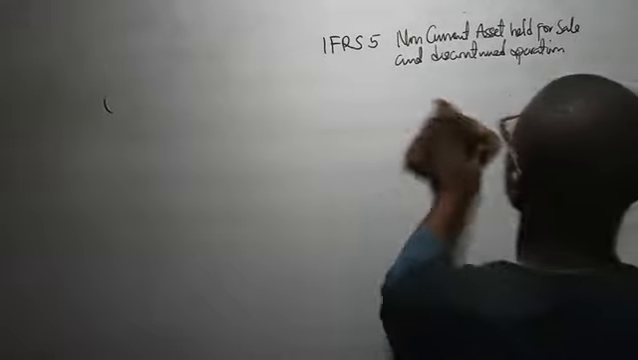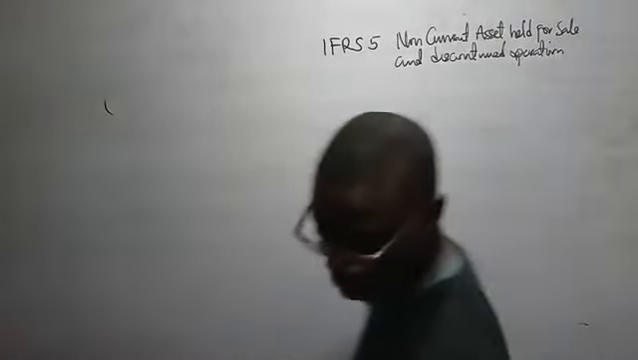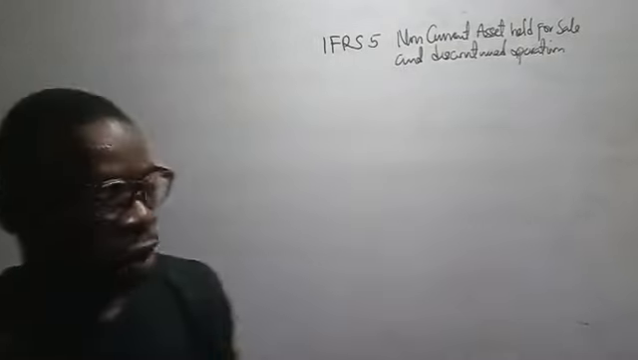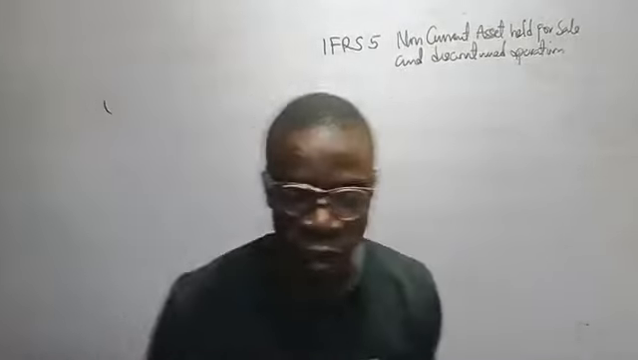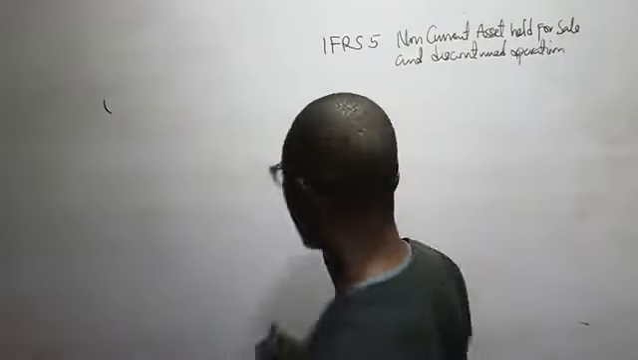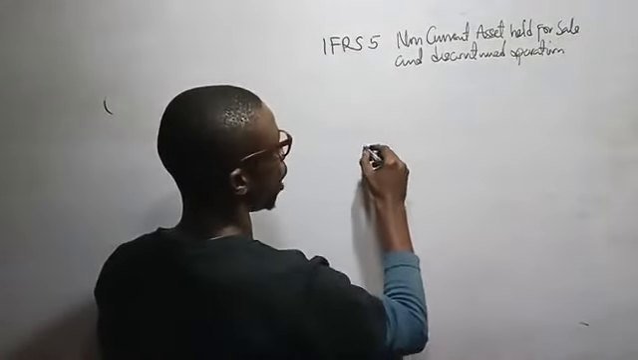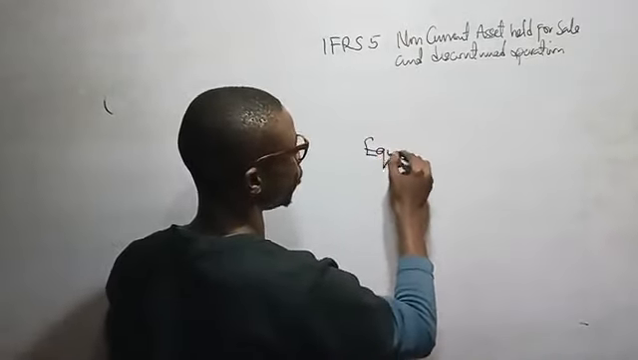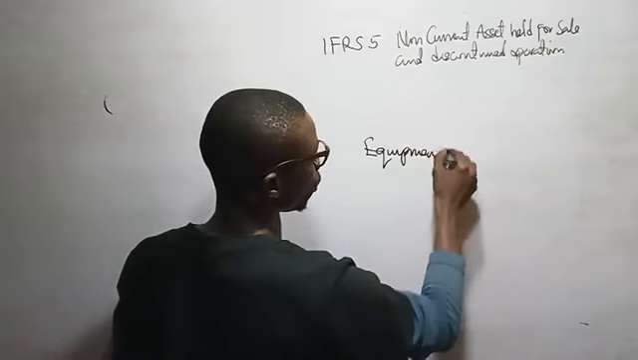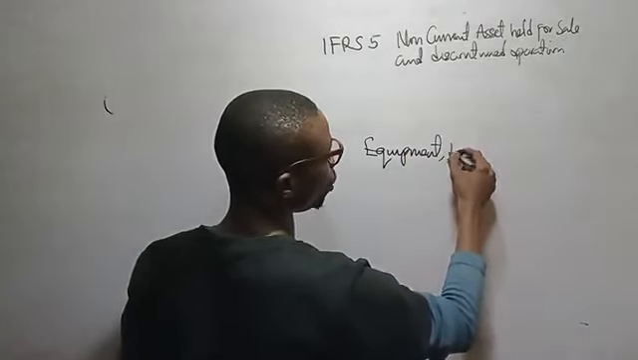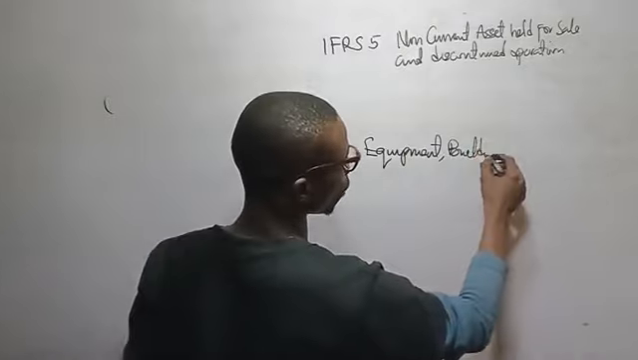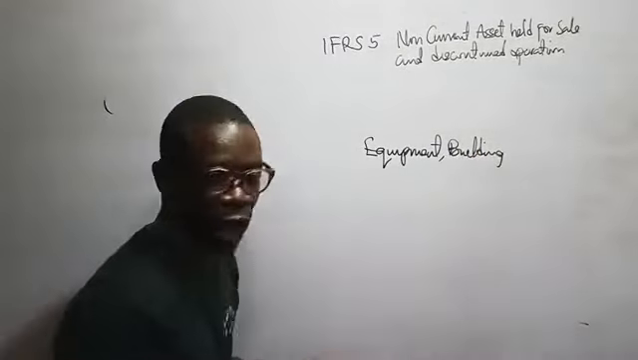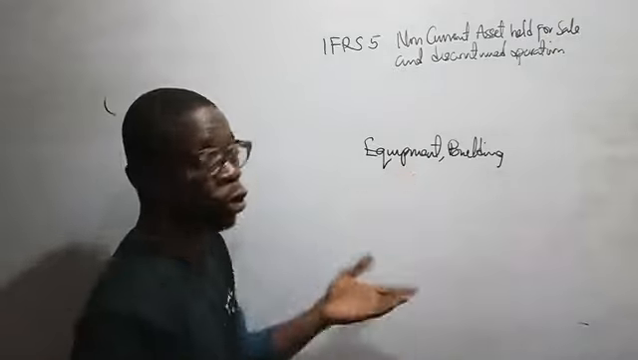So now, when we say non-current assets held for sales, it means an asset. Let's say you have, we already know that equipment is an asset, right? It is under non-current asset, and the same thing as a building is under non-current asset. We have examples of non-current asset. They are under non-current asset.